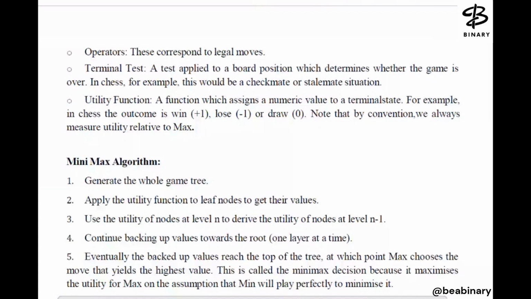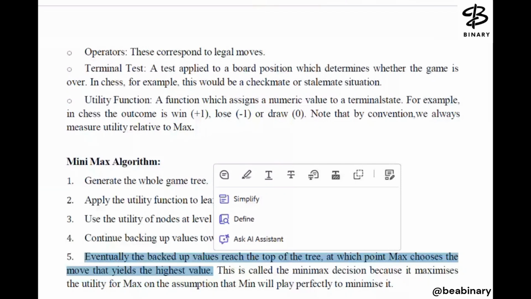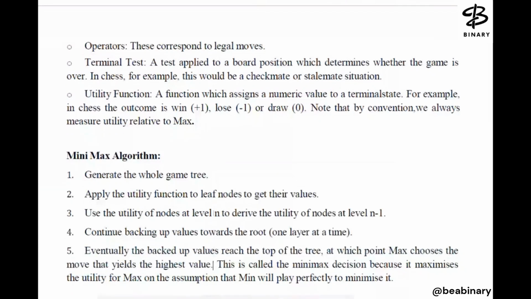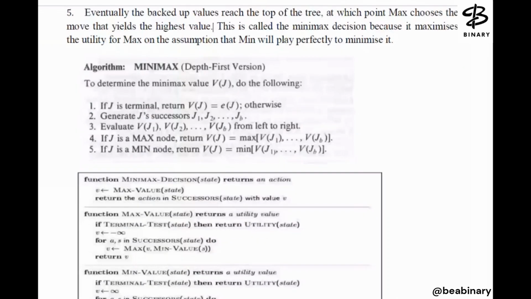Eventually, the backed up values reach the top of the tree, at which point max chooses the move that yields the highest value. And this is called the minimax decision because it maximizes the utility for max on the assumption that min will play perfectly to minimize it. So how will it work? Definitely, first we will use the utility function.